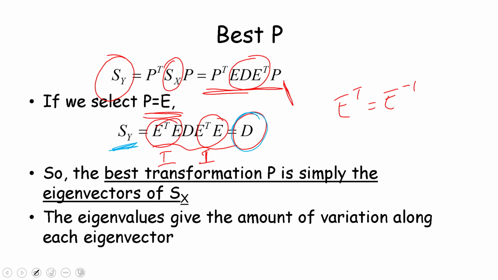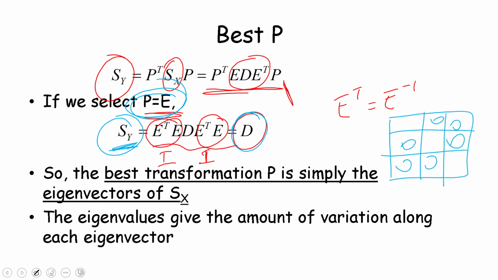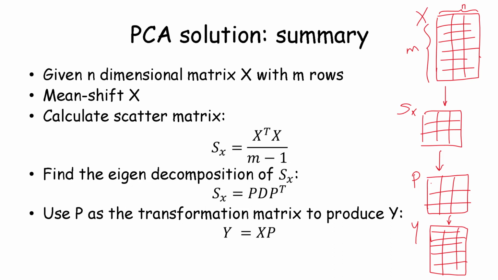By choosing P to be the eigenvectors of S of X, we have made S of Y a diagonal matrix. So that's what we'll do as the best transformation that gives us a scatter matrix where different variables are independent. They have covariance or correlation of 0. The values on the diagonal of D, which are the eigenvalues of S of X, give us the amount of variance along each of the eigenvectors. This concludes our derivation of principal components analysis.